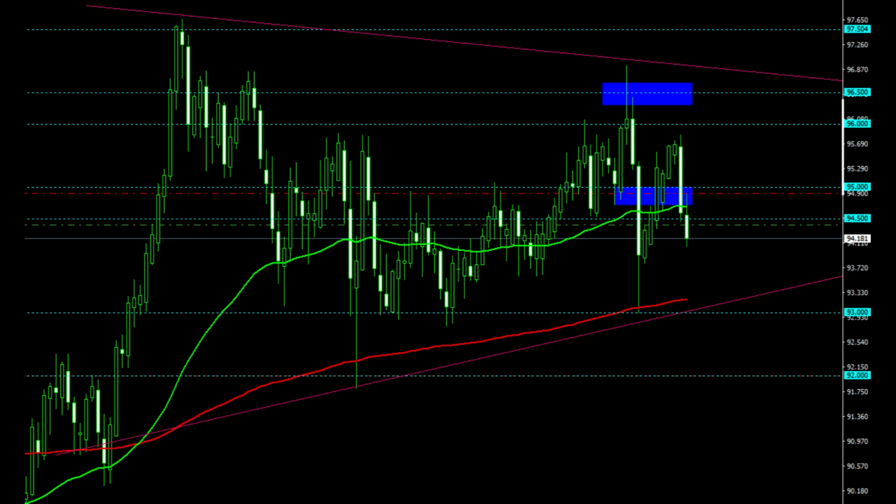Both fundamental events and technical patterns suggest that the 93 and 93.5 levels will be critical to watch. Whether you're bullish or bearish, these levels could offer significant trading opportunities.